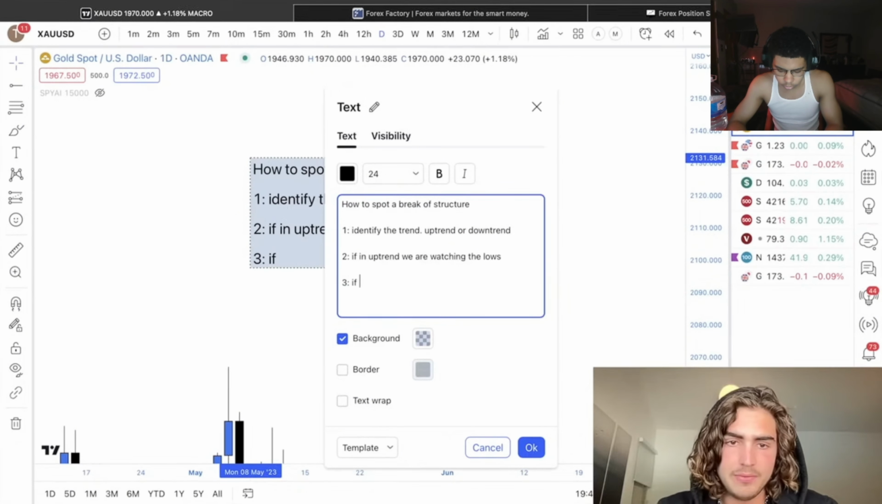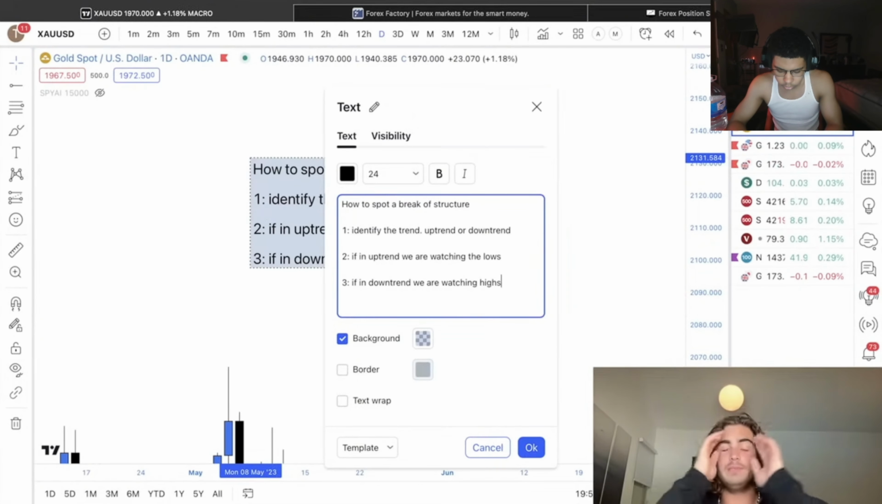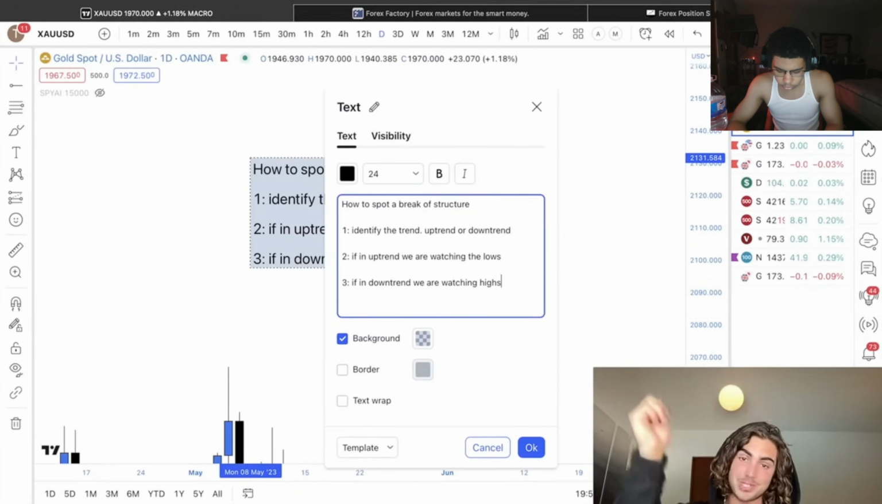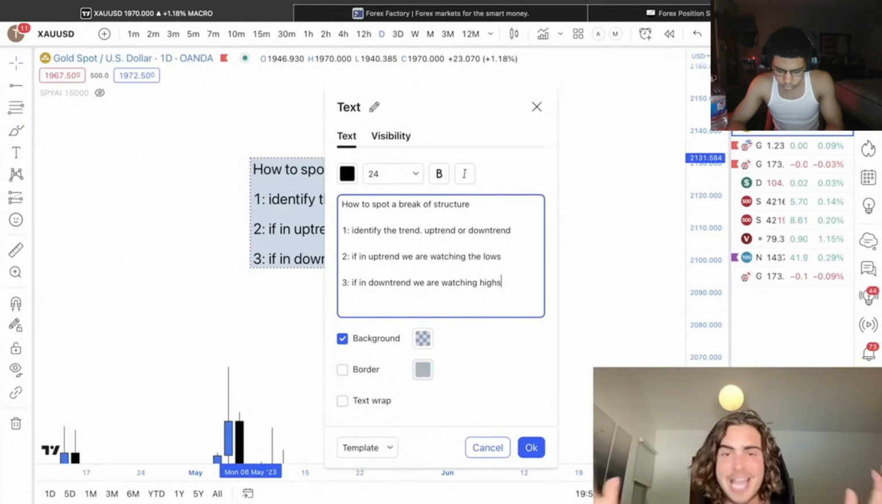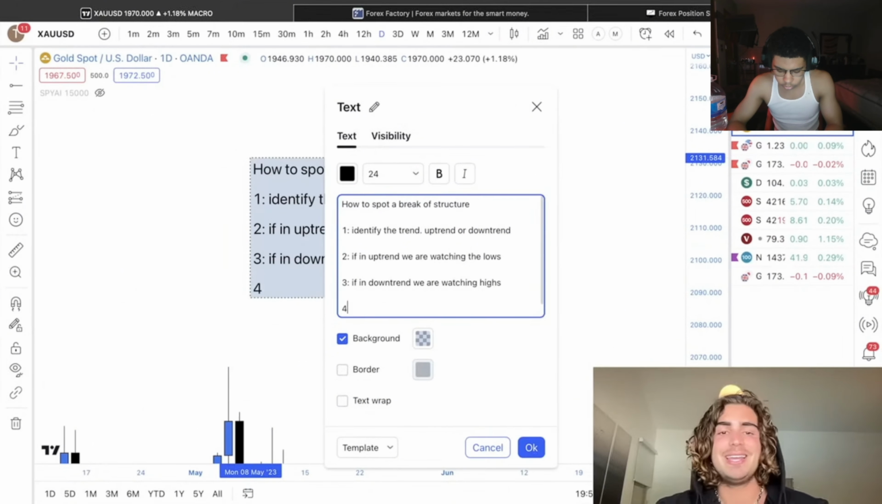Number 3, if in downtrend, we are watching highs, right? For the opposite reason. We're moving down. So the only way for this thing to turn into an uptrend is for it to go higher, right? If it keeps going lower, we're staying in the trend. Got it? Got it. Okay. Number 4, once you identify the trend, we figure it out.